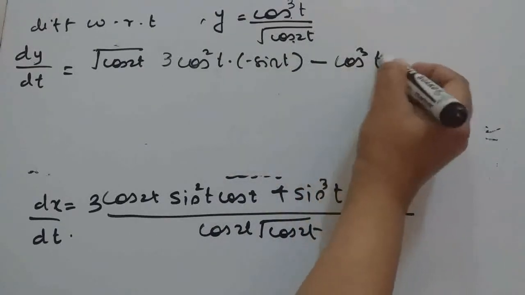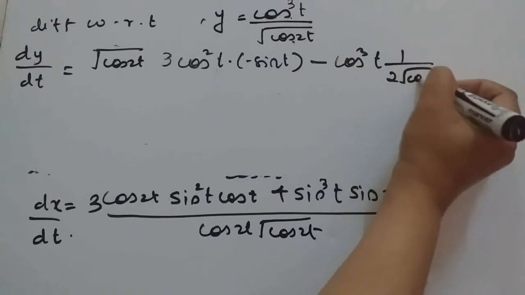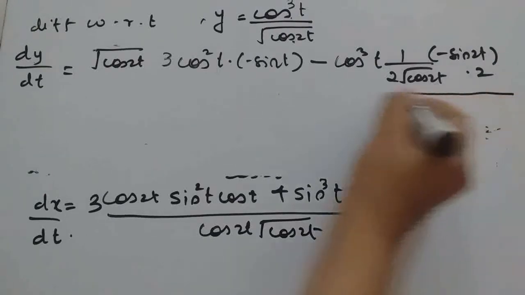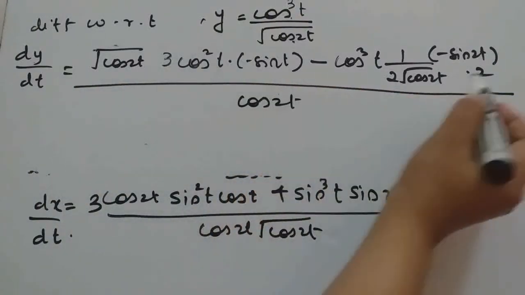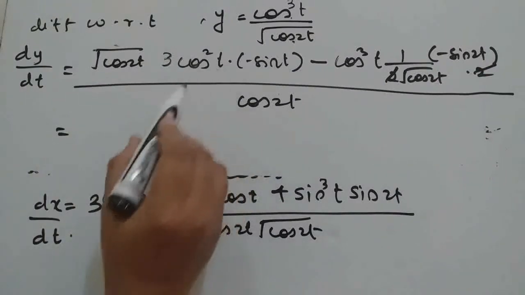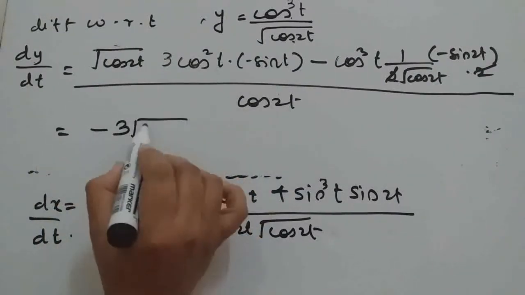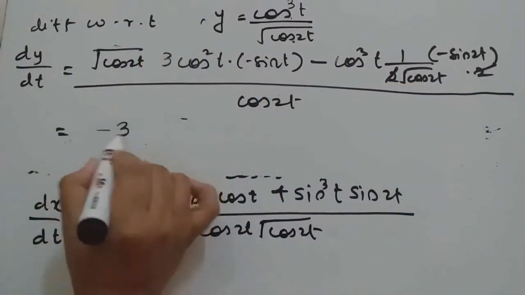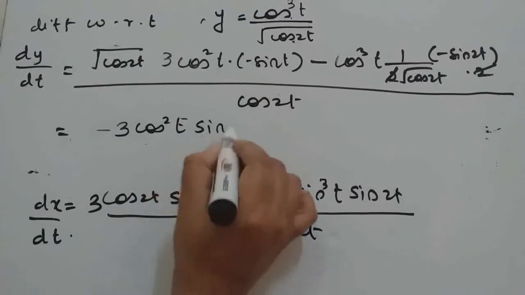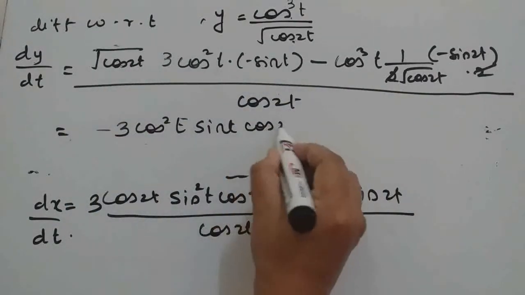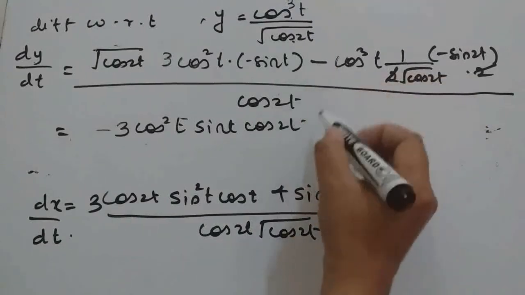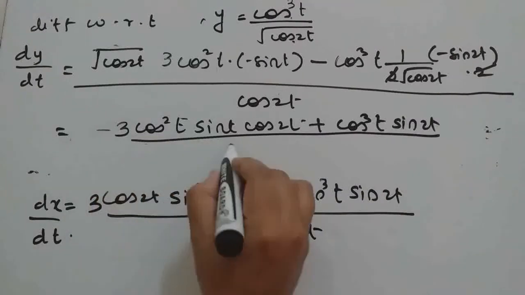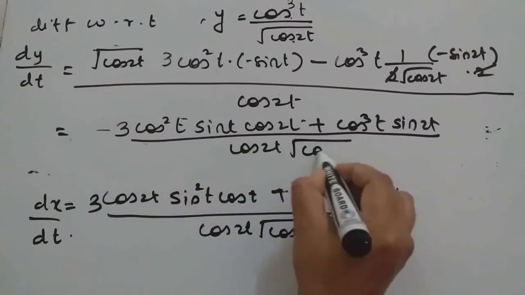cos cube t is same, derivative of this means 1 by 2 root cos 2t, derivative of cos 2t is minus sine 2t, then 2 and cos 2t. So see, this 2 will go. So answer will be minus 3 root. This root also we can cross multiply here. So minus 3 cos square t sine t, root will go cos 2t, and here minus minus plus cos cube t sine 2t, divided by cos 2t and root cos 2t.